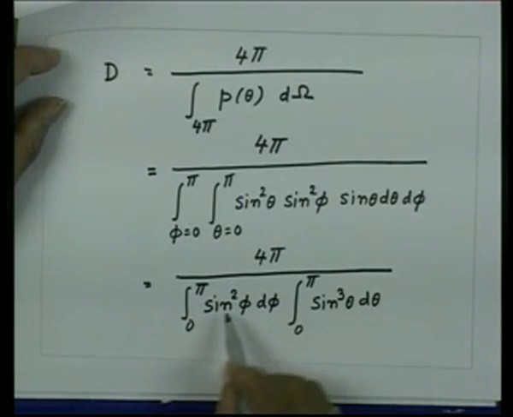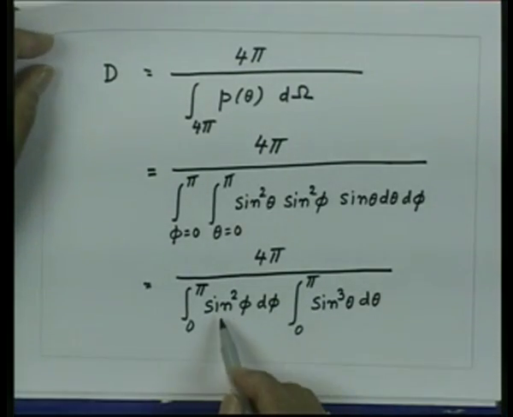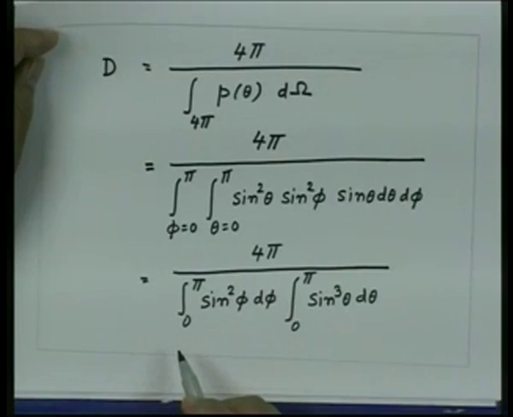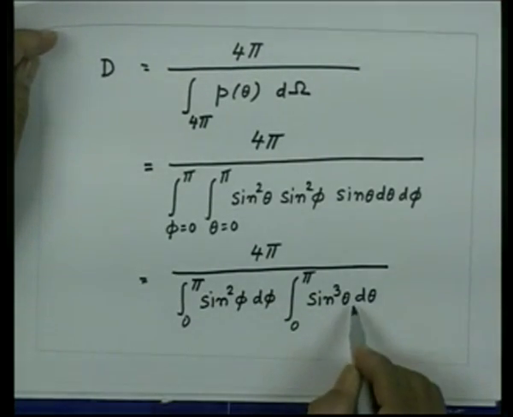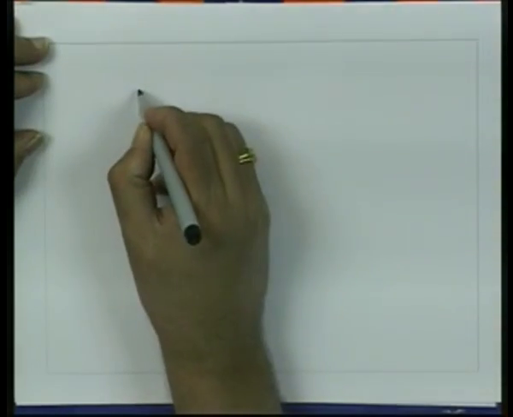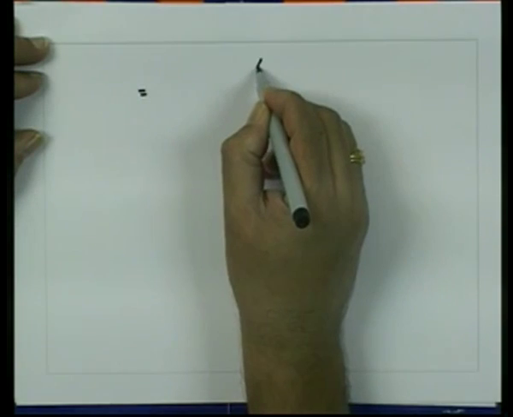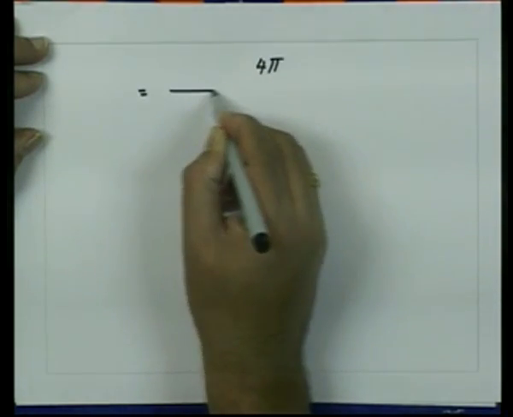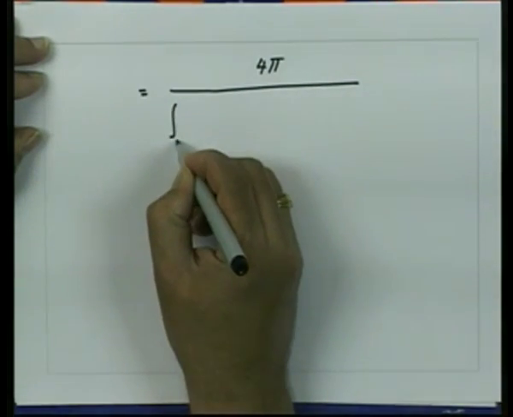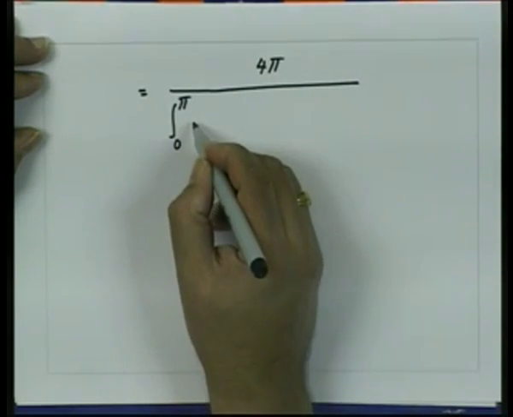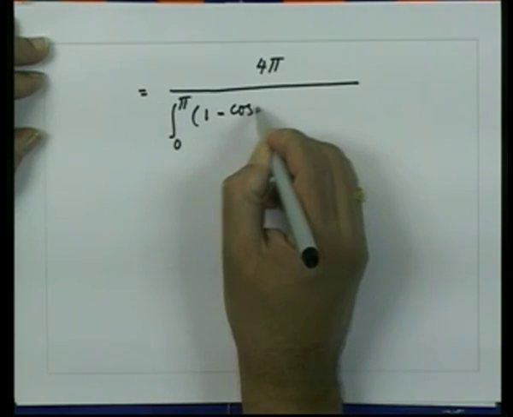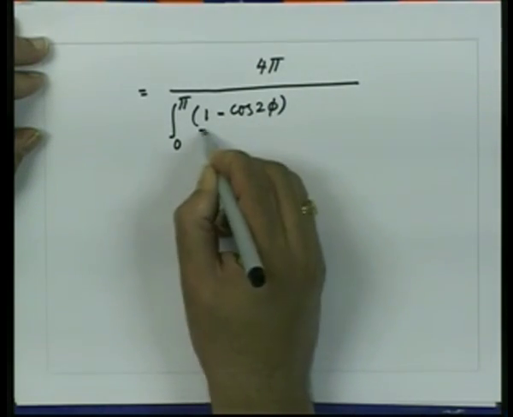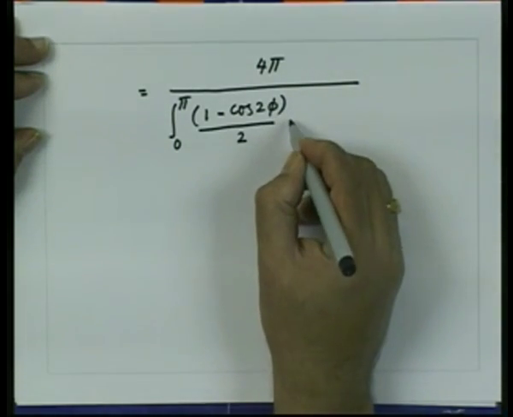This integral we can solve by expanding this in cosine of 2 phi, and this one we can write as 1 minus cos square theta and sin theta. So, the two integrations can be written as 4 pi, the integral from 0 to pi, of 1 minus cos of 2 phi upon 2 d phi.